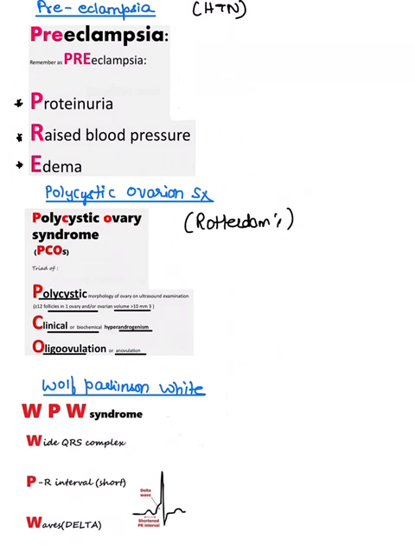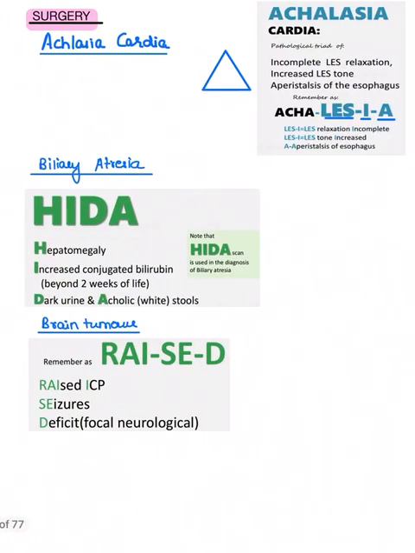Now coming on to the next one, that is Wolff-Parkinson-White syndrome. So how can you remember what are the ECG findings? Just remember WPW, which is in the name, ECG findings. So W is for wide QRS complex. Okay, P is for short PR interval, and delta waves are seen. This is very important. Okay, now coming on to the other important revision points in surgery.